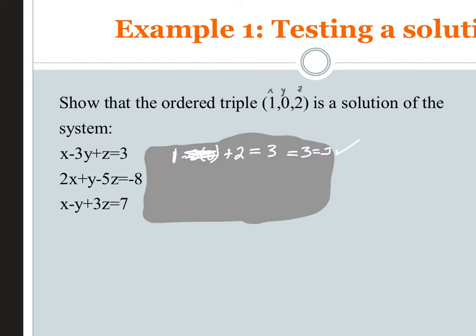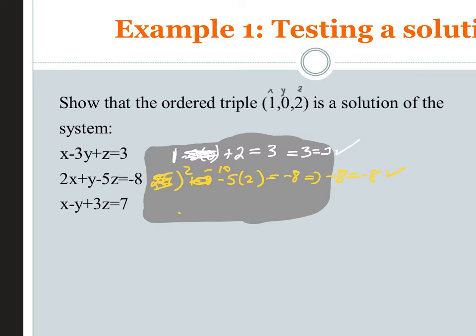Take 2 seconds to check. 2 times 1 plus 0 minus 5 times 2. Does that equal negative 8? Well, what's 2 times 1? 2. Plus 0, nothing. Minus 10. What's 2 minus 10? Does negative 8 equal negative 8? Good to go. Last one.